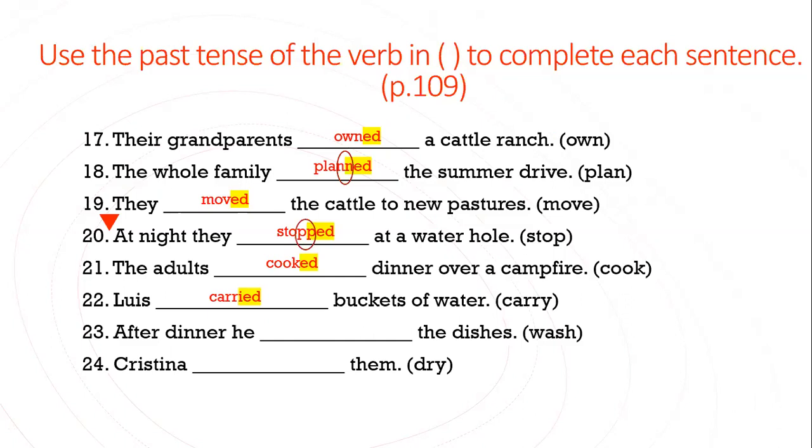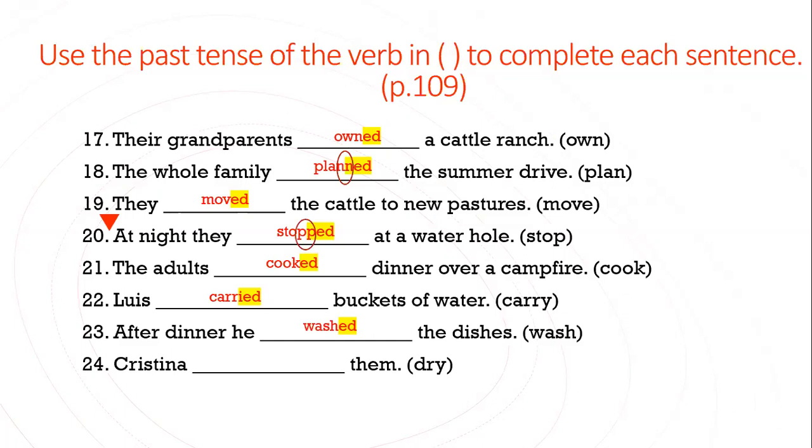Okay, so number 23. After dinner, he blanked the dishes, and we have the verb wash. So what are you going to do? You're going to go through the rules. You're going to see which one would fit better. You could do the process of elimination, or you just may know that we just need to add ED to wash. So wash turns into washed the dishes, and that's awesome. Let's go to number 24.